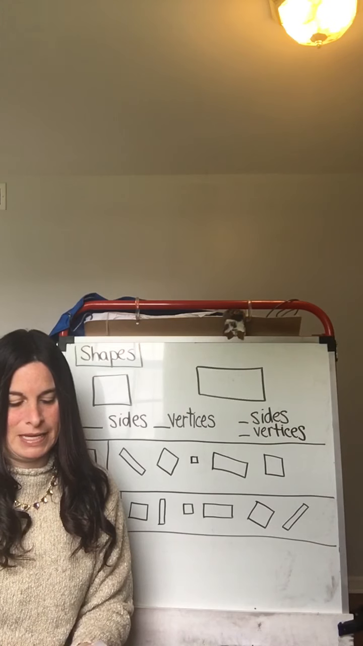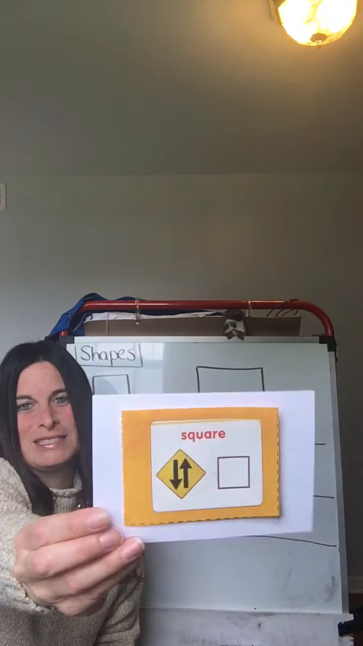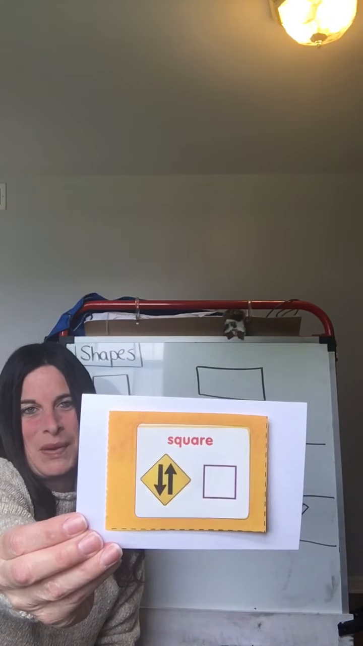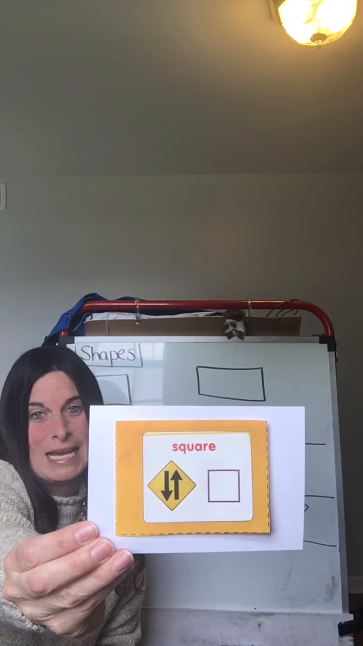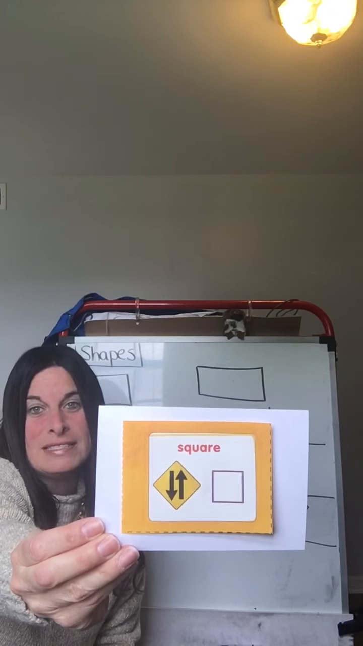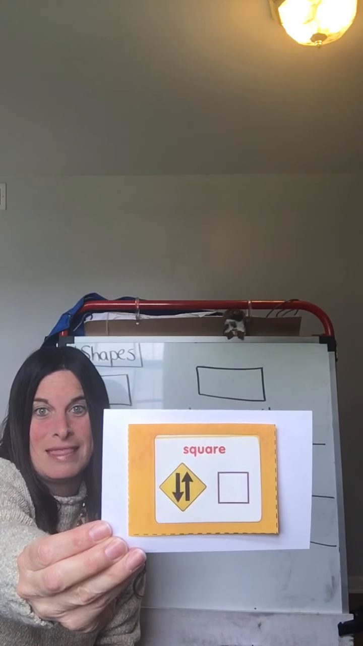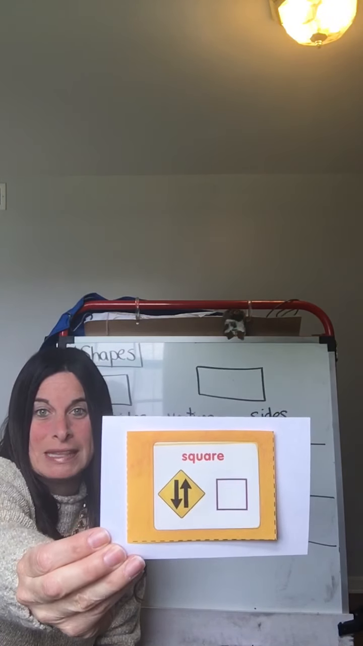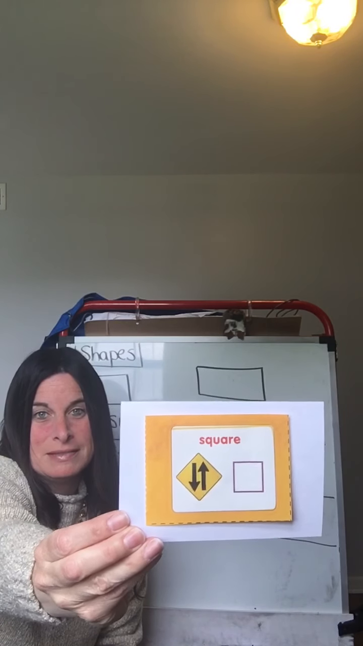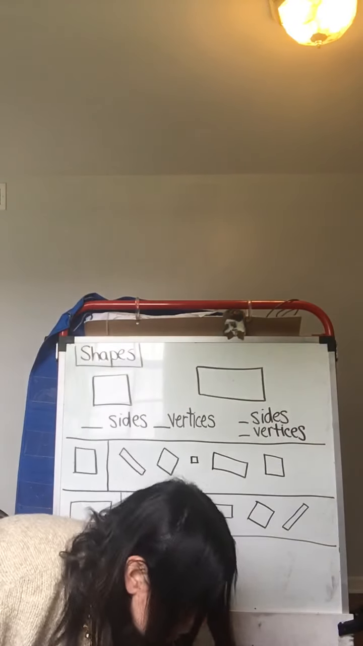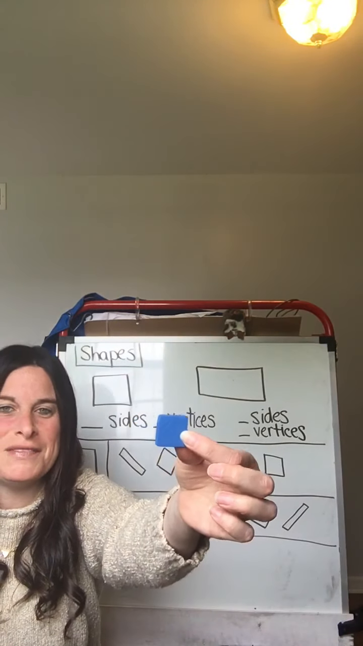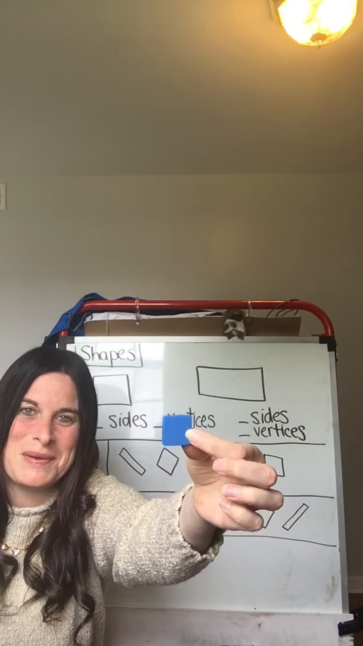My next one is square. A square has 4 equal sides. That means all the sides are the same length. Remember we talked about the word length when we did measurement? Here is an example of a 2D square.